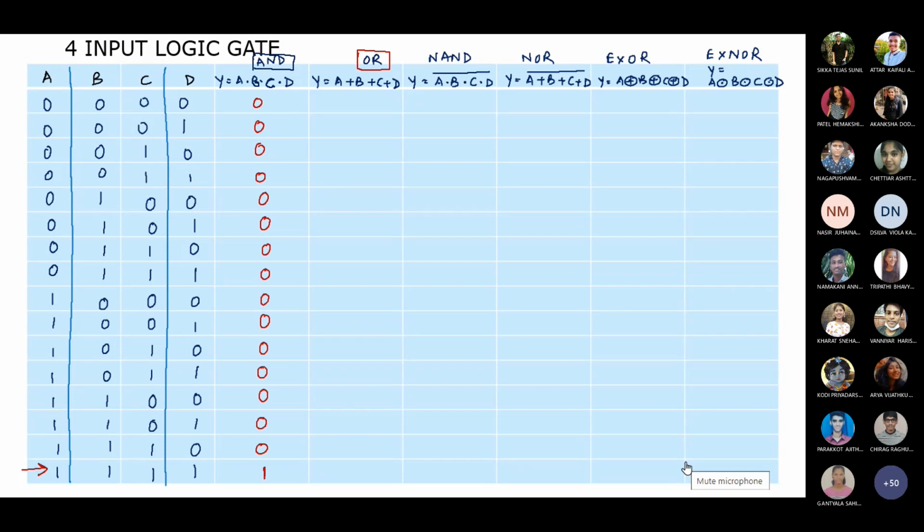Okay, did all of you solve it? Yes, ma'am. Now verify with me. OR gate: when any one of the inputs is high, output is high. So only for the first combination 0 0 0 0, output will be 0. Then from the next combination onwards, at least one of the inputs is high in every case, so output is going to be high. This is clear to everyone now? Yes, ma'am.